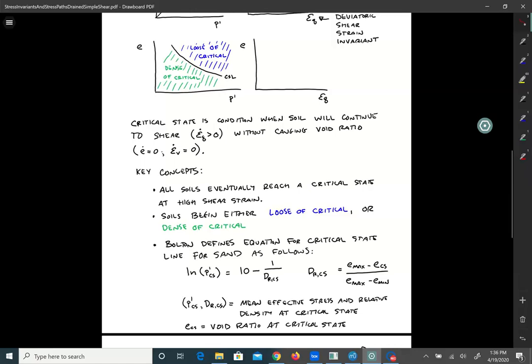So he formulated it in terms of relative density, but you can easily transform relative density into void ratio using the definition of relative density here, where e_max and e_min are quantities that can be measured for a particular sand, and then e_cs is the void ratio at critical state, right? So now we have a way of drawing that critical state line just by, for example, varying relative density from, say, 0 to 100%, and then computing p' at critical state associated with those. And you can draw the line in there.